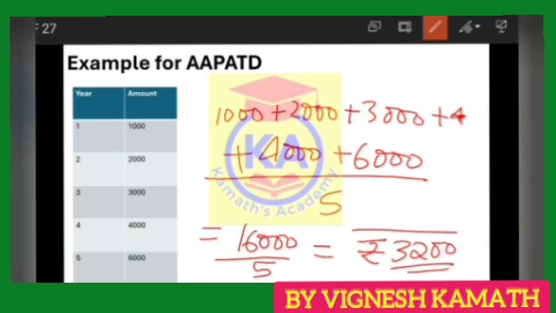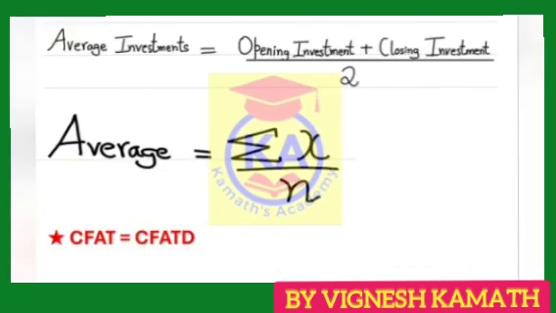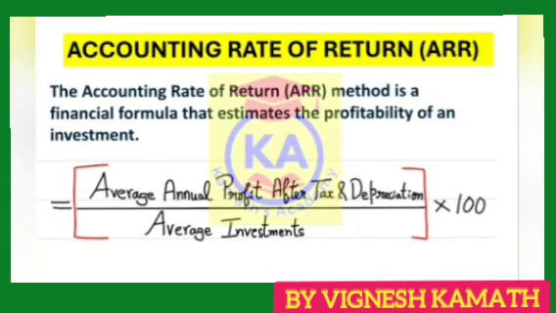So this is the average annual profit after tax and depreciation. Average annual profit after tax and depreciation is 3,200. So this is the example of average. I hope you understood how to take the average. While solving the problem also you will come to know. So that was regarding the numerator part, average annual profit after tax and depreciation.